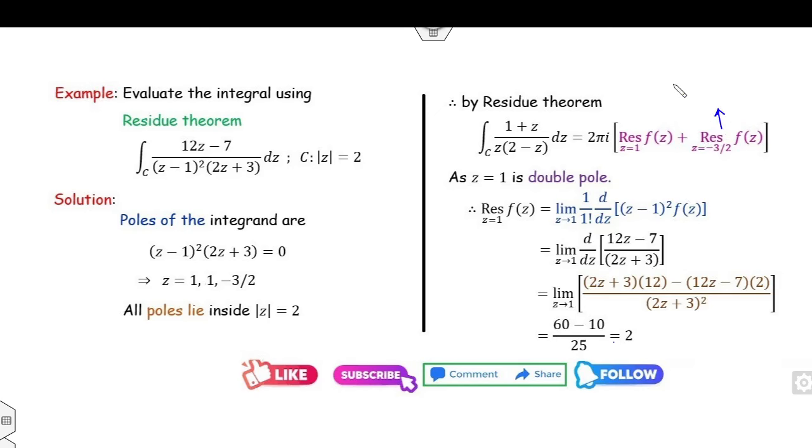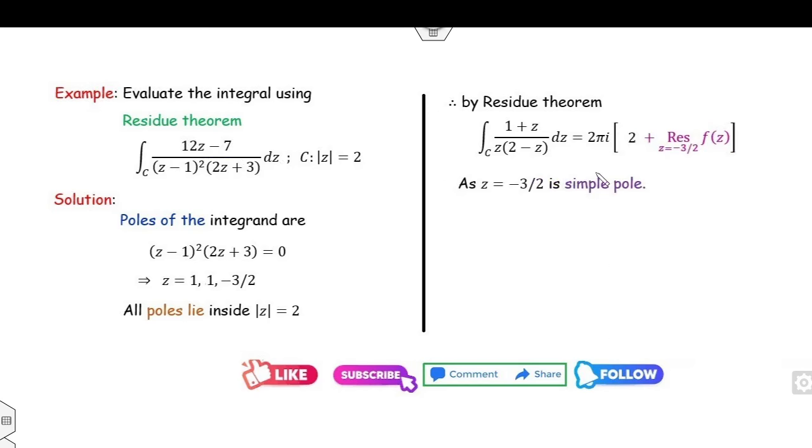Similarly, you can find the residue at the point minus 3 by 2, because z is equal to minus 3 by 2 is my simple pole. So I can start with z plus 3 by 2 times f(z). I can substitute the value of f(z). Now you can substitute the value of f(z), limit z approaches minus 3 by 2.